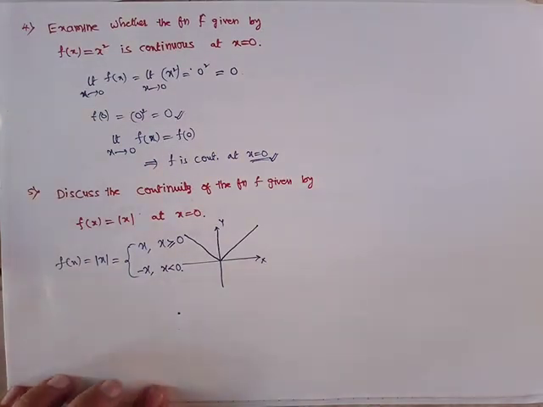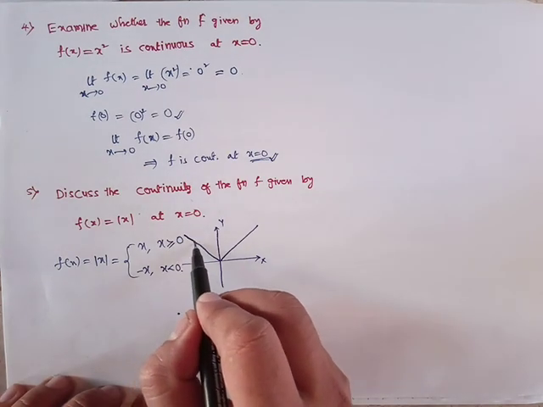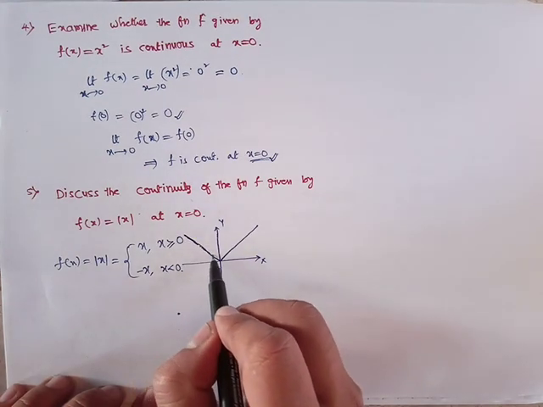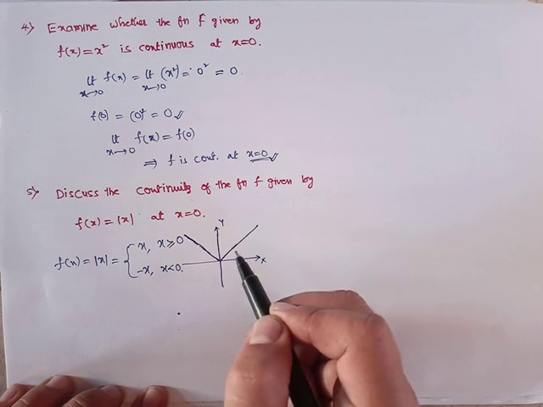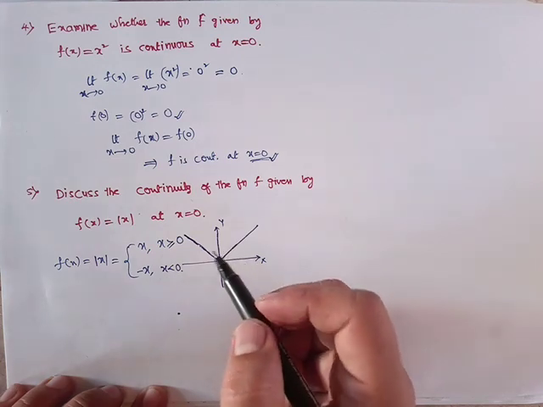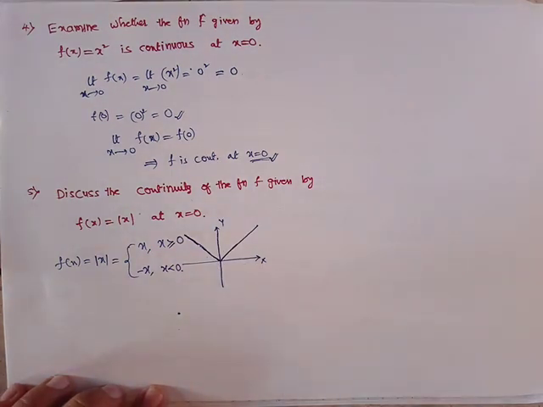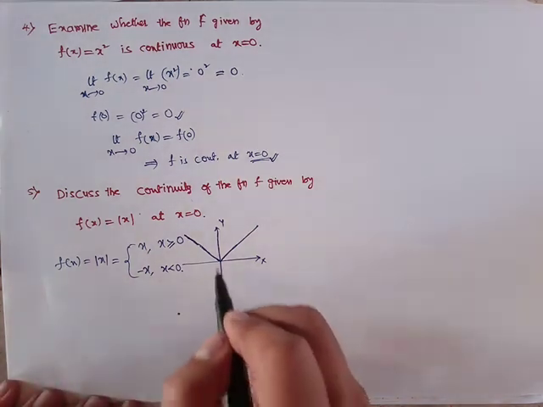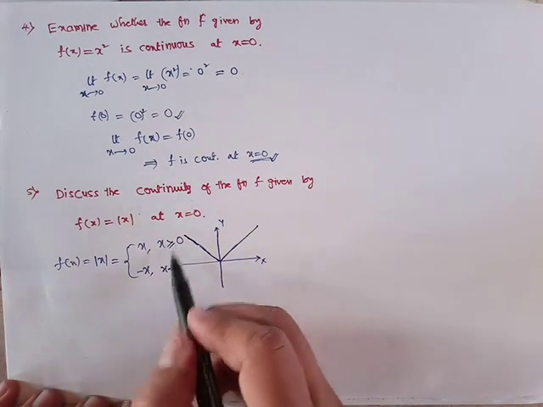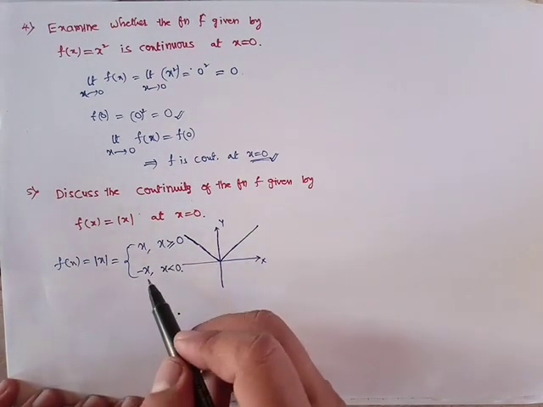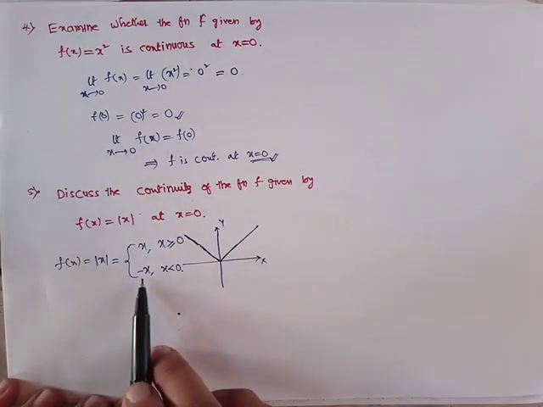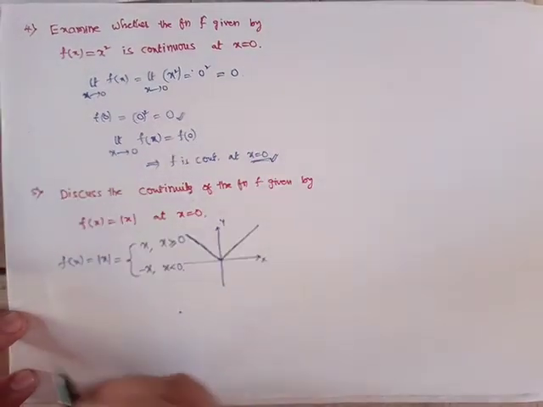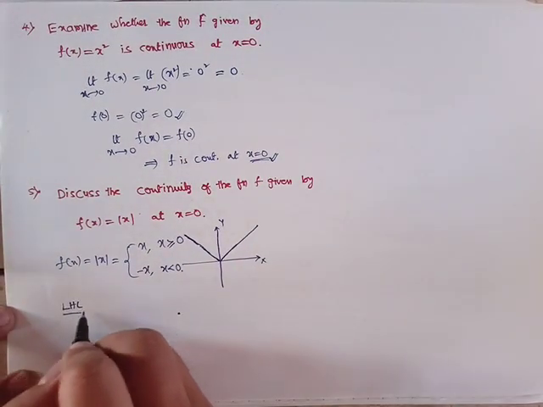Now looking at the graph and directly from the understanding of the definition, the graph can be drawn continuously without lifting the pen, so it is continuous at each and every place. Particularly at x equals 0 we'll discuss. At x equals 0 the function has two different pieces, one is x and the second one is minus x. Then we'll see what LHL is.